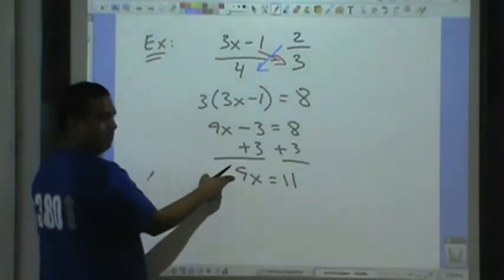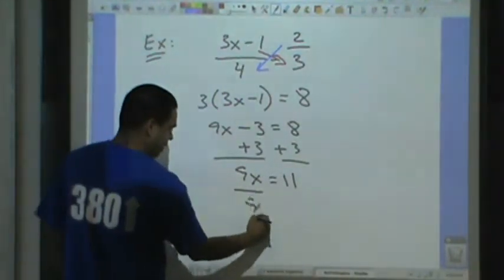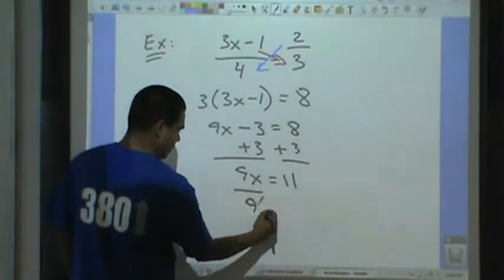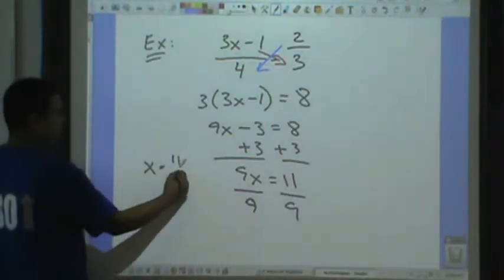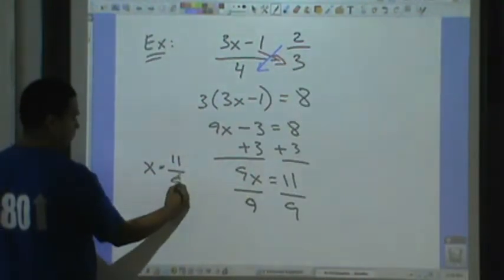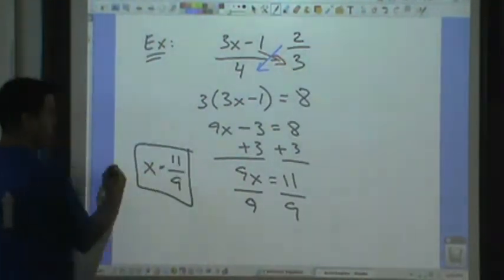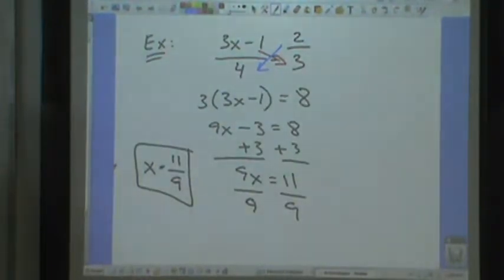And the last step, divide by 9. Divide by the coefficient of x. So we divide by the 9. And x equals 11 over 9. Okay. We good there?